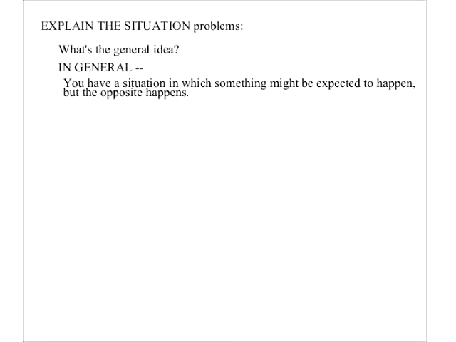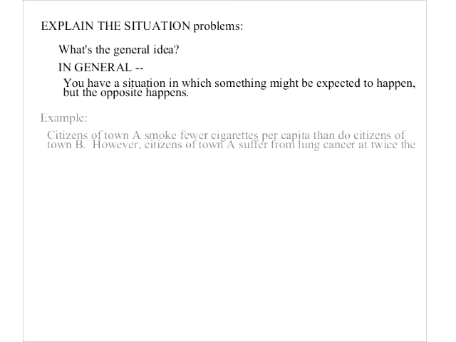This one's not going to have 5 answer choices or anything. But here's an example. Something like: citizens of town A smoke fewer cigarettes per capita than do citizens of town B. However, citizens of town A suffer lung cancer at twice the rate at which citizens of town B suffer that disease.